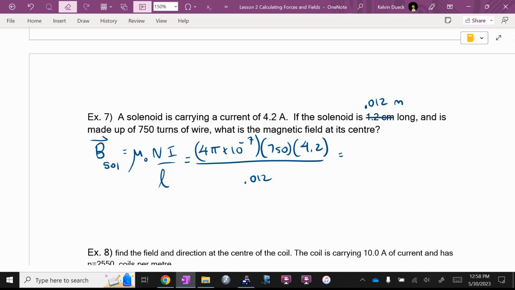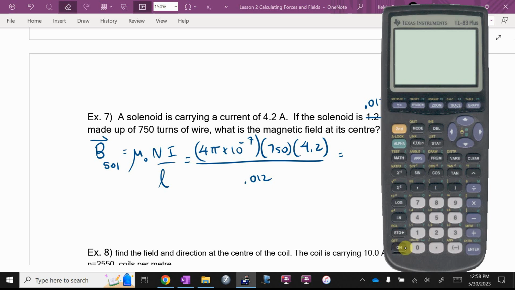By the way, an MRI machine is basically one massive solenoid, and you're lying in the middle of it. That's why they're shaped like a tube. That's why they're shaped like a solenoid. What'd you get? All of you want to try typing this in to see if you get that weird error or not, especially if you have a Casio. I don't know if the Sharp handles it or not. On the TI, I can go clear, 4 pi scientific notation negative 7 times 750 times 4.2 divided by 0.012.